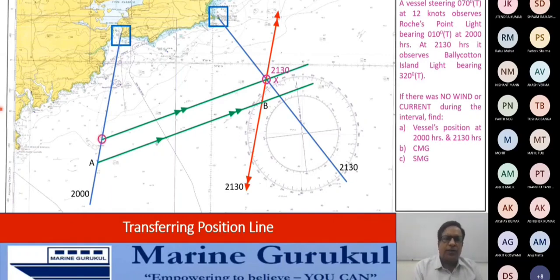Where this CMG transferred through point X cuts the 2000 hour PL, this becomes the 2000 hour position. So point Y is the fix at 2000 hours. Point X is the fix at 2130. Y to X direction represents CMG and distance Y to X represents distance made good in 1.5 hours. When this distance made good is divided by 1.5 hours, it shall give us the speed made good by the ship in knots.